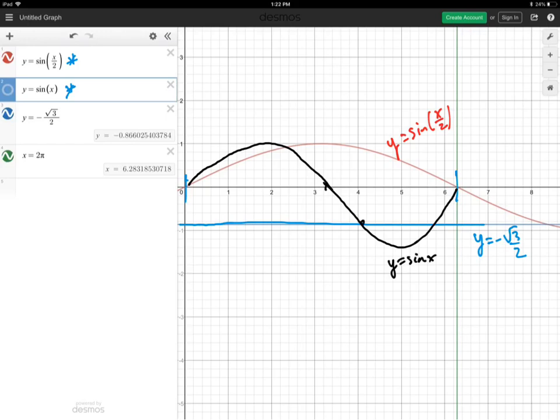And what we see is we have two intersecting points there, but once we stretch out that curve to be this red curve, that curve is no longer going to be hitting the line y equals negative root 3 over 2. So this is why we get no solution.